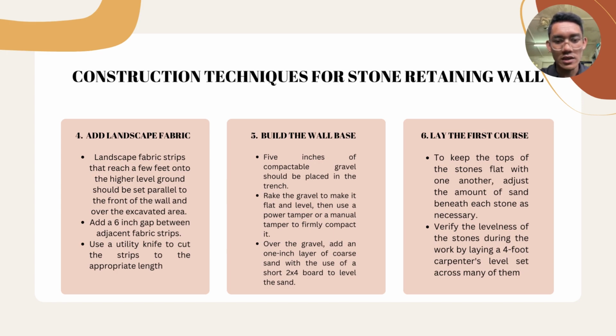to level the sand. Number 6 is lay the first course. Keep the tops of the stones flat with one another. Adjust the amount of sand beneath each stone as necessary. Verify the levelness of the stones during the work by laying a 4-foot carpenter's level across many of them.